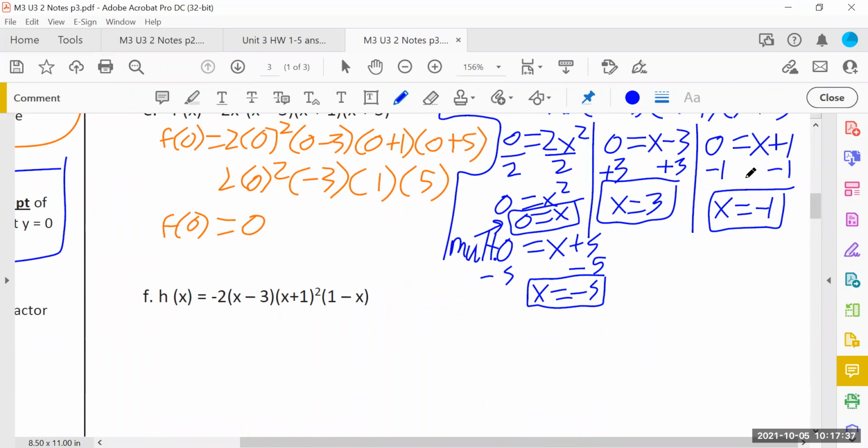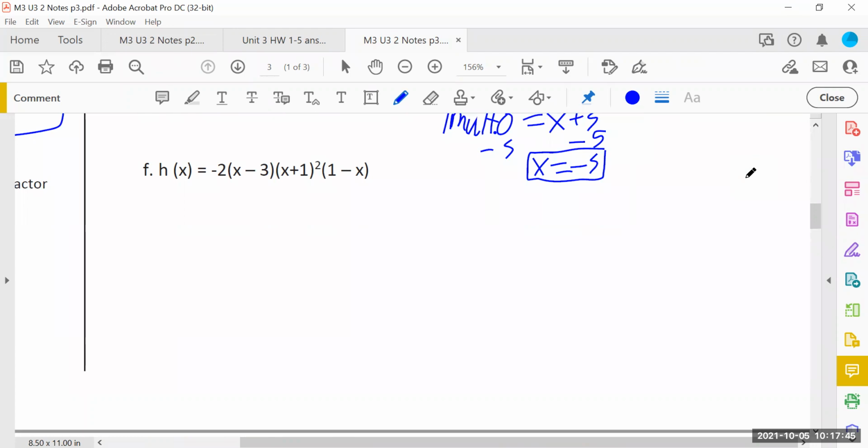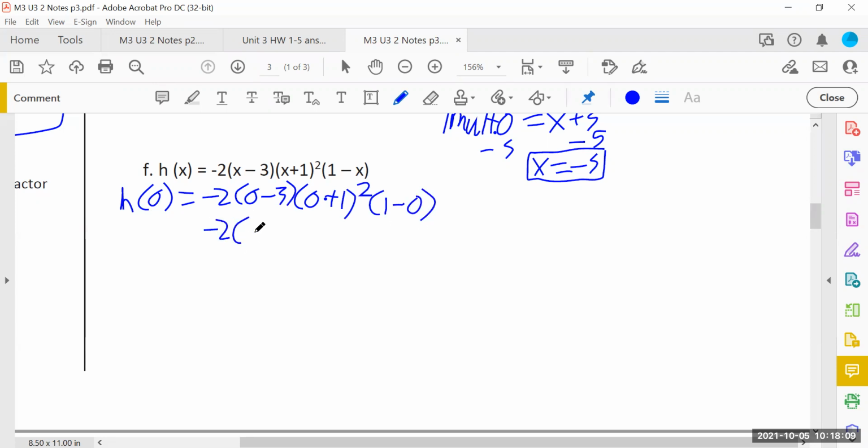Let's try another one. Let's try h of x. So for this guy, I'm going to find the y-intercept by putting in 0 for x. H of 0 equals negative 2 times 0 minus 3 times 0 plus 1 squared times 1 minus 0. So negative 2 times negative 3 times 1 squared times positive 1.